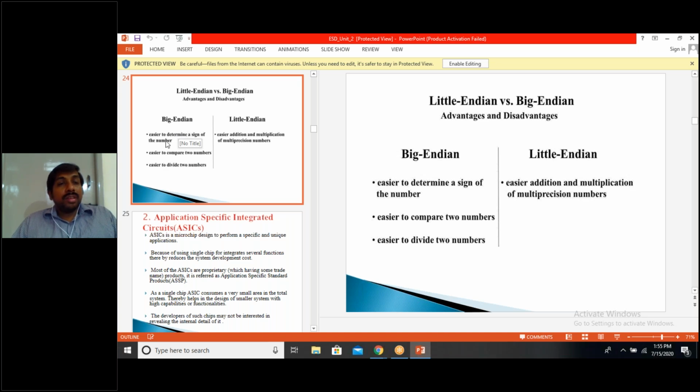Big endian is easier to determine signs, easier to compare numbers, and easier to divide numbers. Whereas little endian is easier only for addition and subtraction of multi-precision numbers.